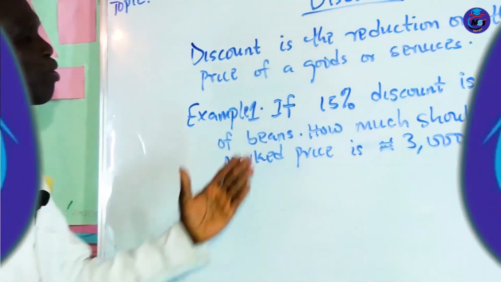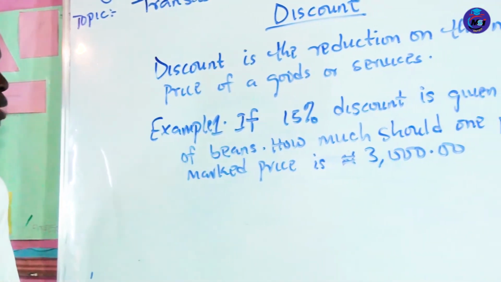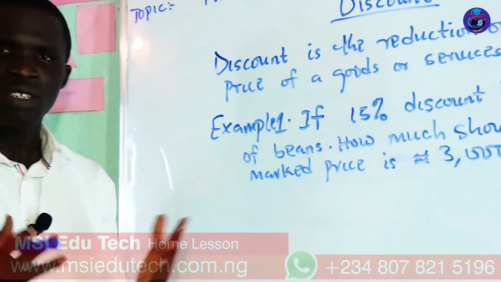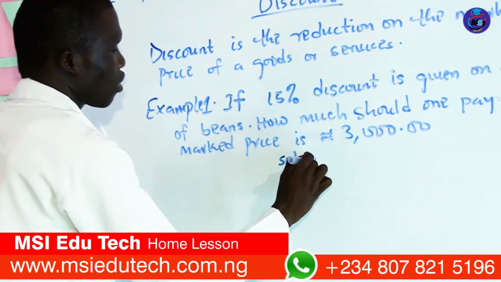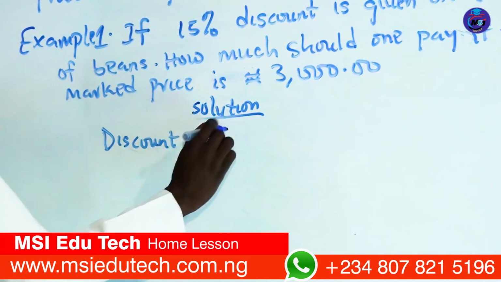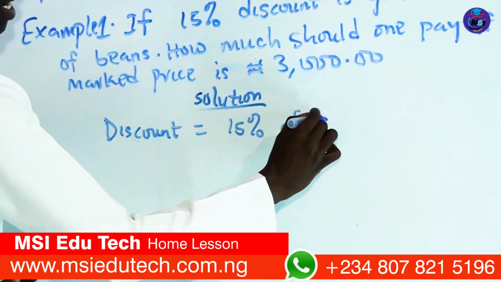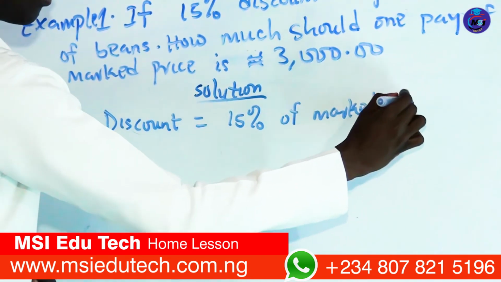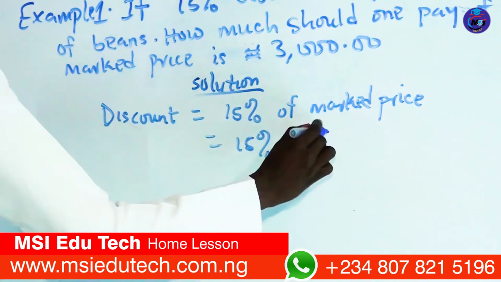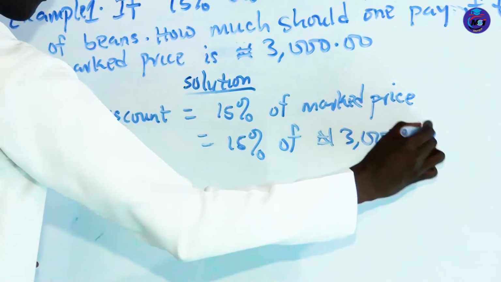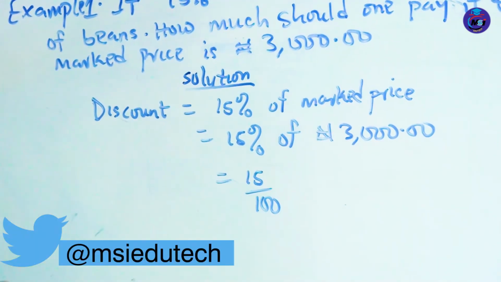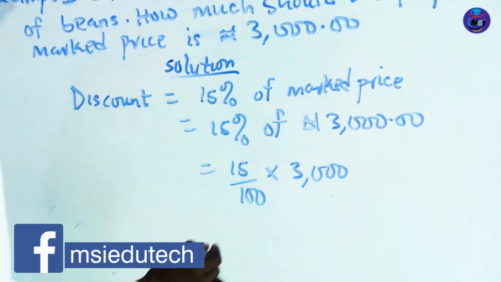Let's see this example. If 5% discount is given on a bag of beans, how much should one pay if the mark price is 3,000 naira? How can we do this? Solution. Discount equals 15% of mark price. So 15% of what's our mark price? 3,000 naira. Remember, of means times. 15 all over 100 times 3,000 naira.